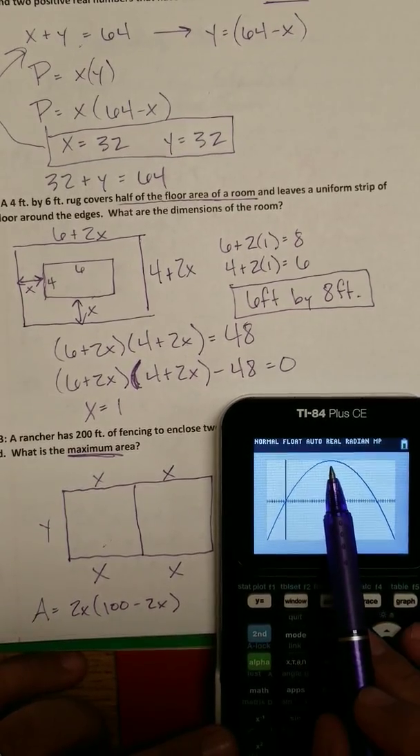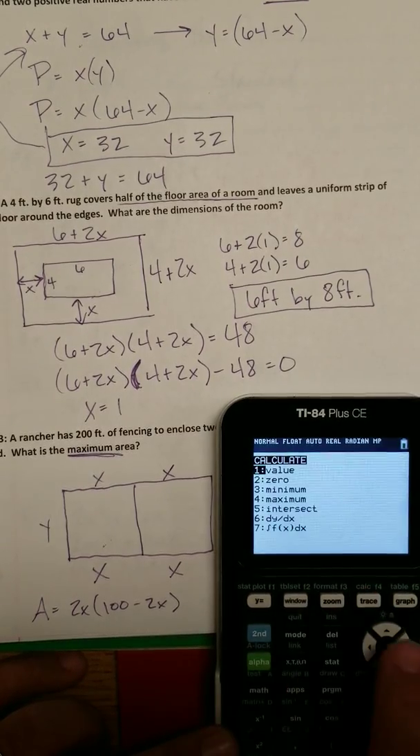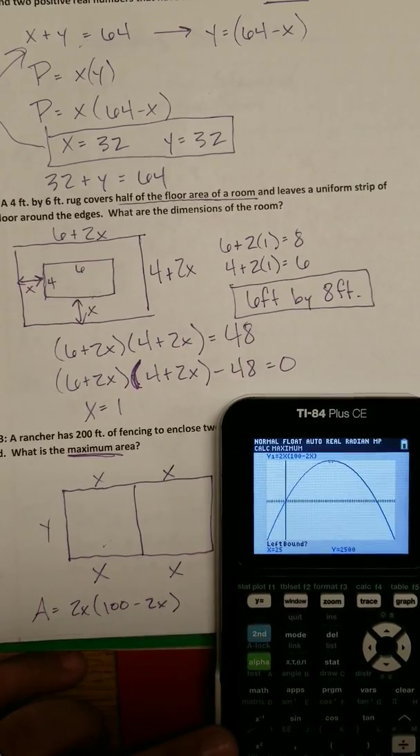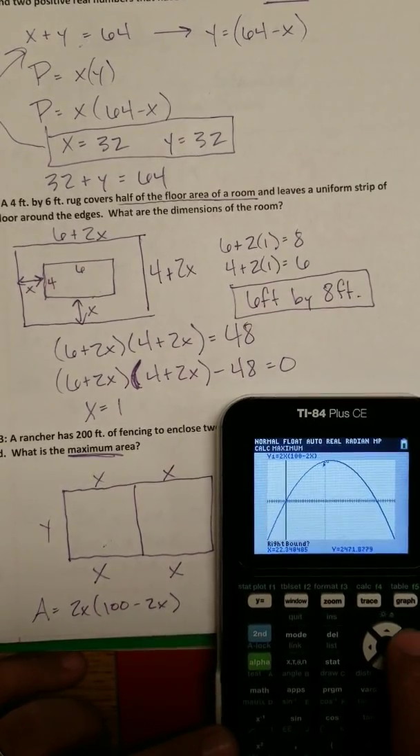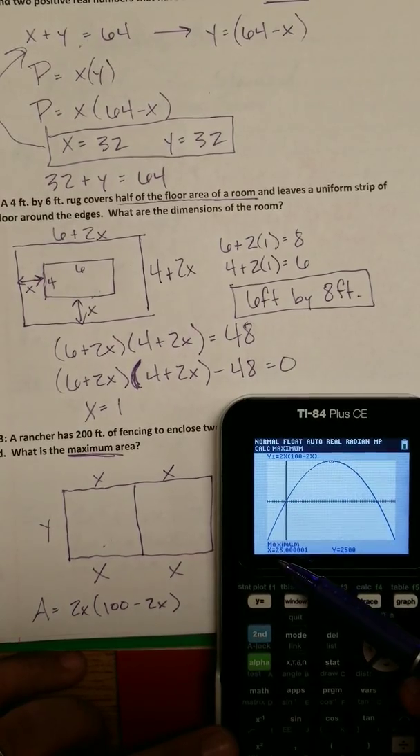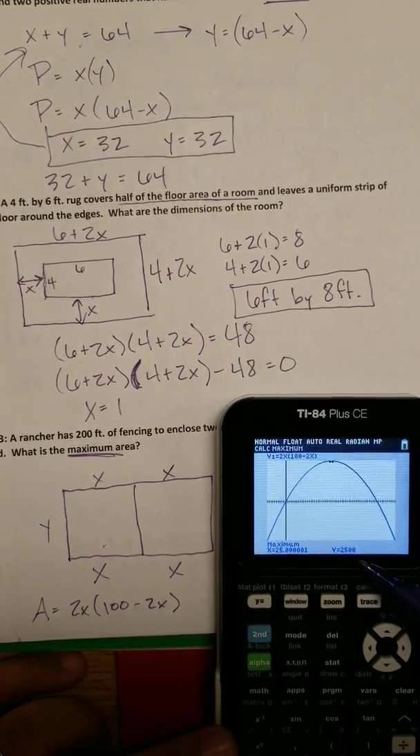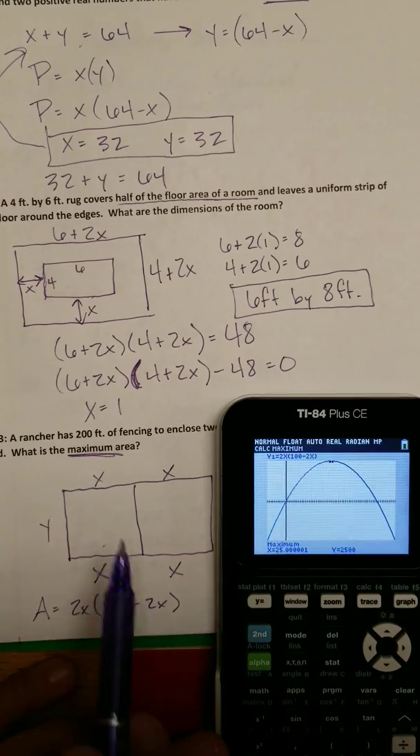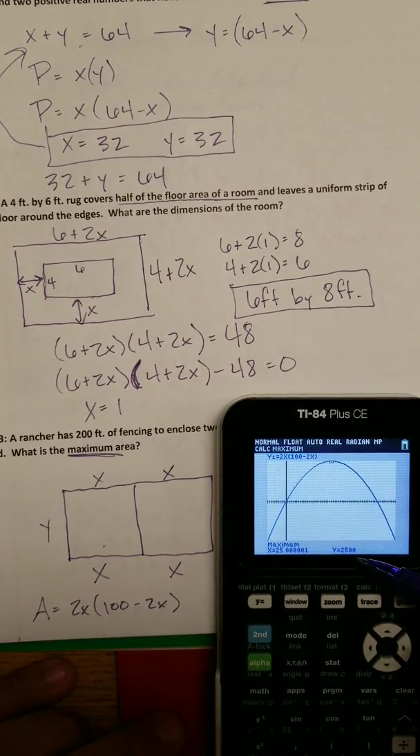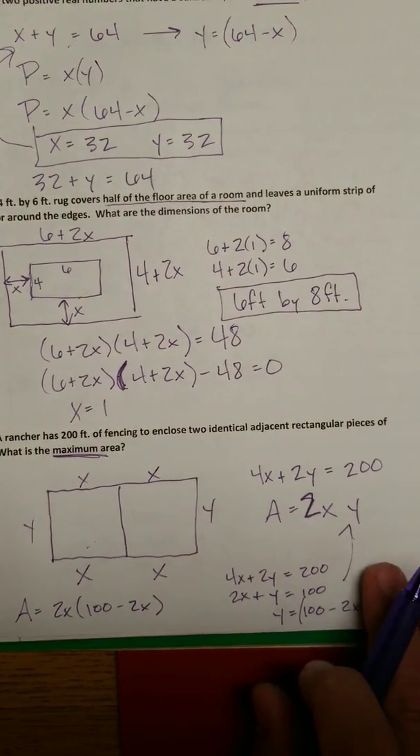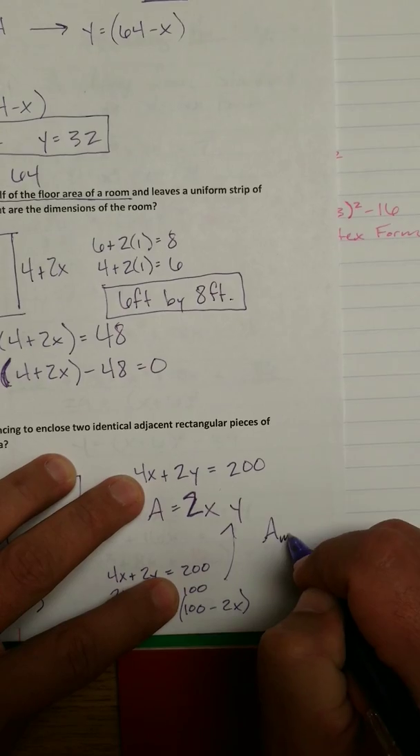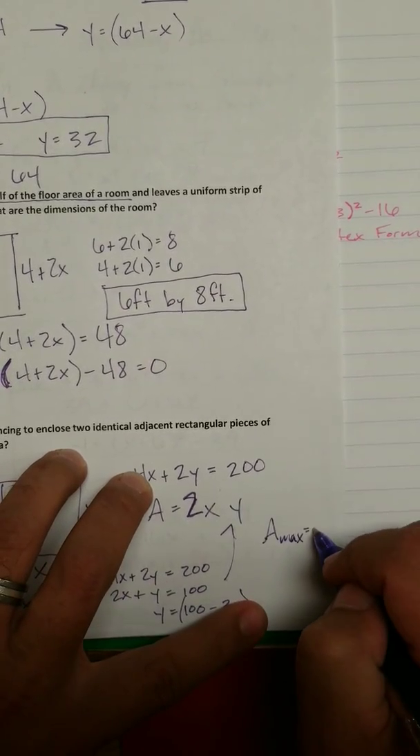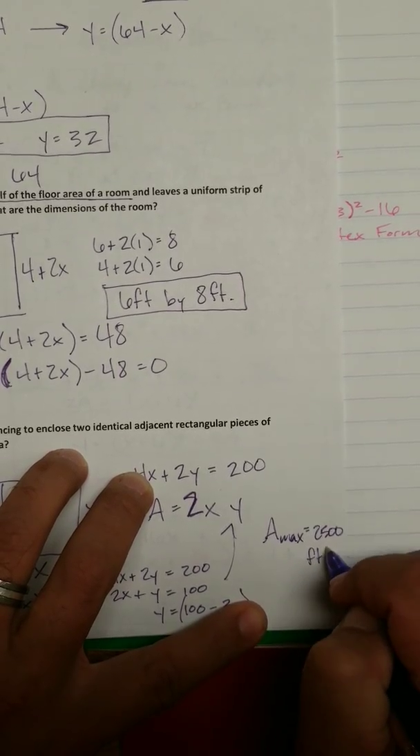And we need the maximum, the vertex. So second trace, maximum. We'll go left, press enter. We'll go right, press enter, and then back 2. So I have a maximum at 25, 2500. If you go back to your formula here, A is the Y value of the vertex, and that's the area that we're looking for, the maximum area. So A max is 2500. And I'm out of room, but I'm going to put it right here for you. A max is 2,500 square feet.